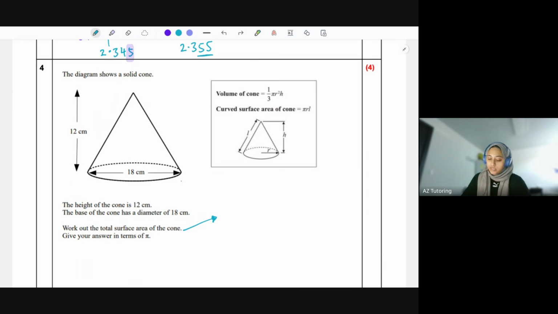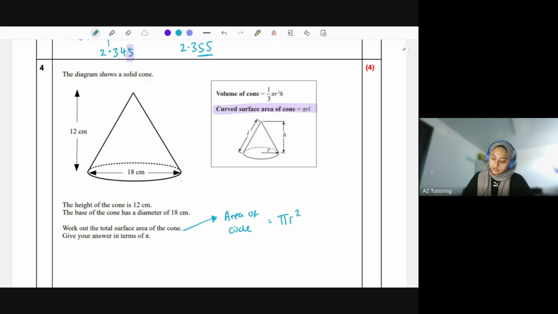So area of a circle is pi r squared. You have to remember this, you won't be given this. And then area of the curved part of the cone, they've given us that in the question. So we're just adding that.